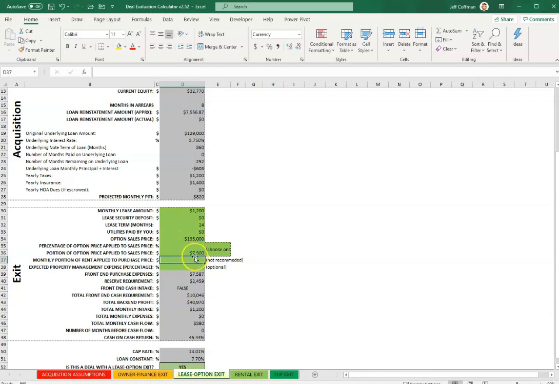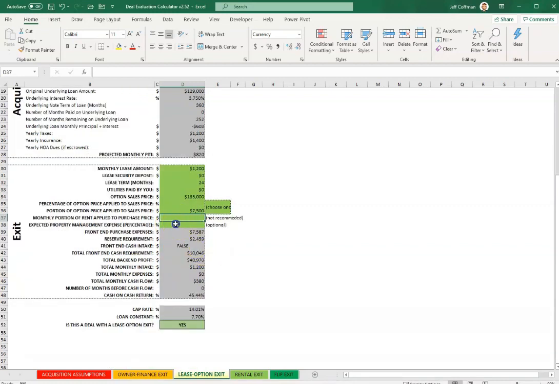That's all this means. And then if you expect to have property management on this particular property, you're going to plug that percentage in here. Normally, it's about 10%, roughly. At least it is in my area.